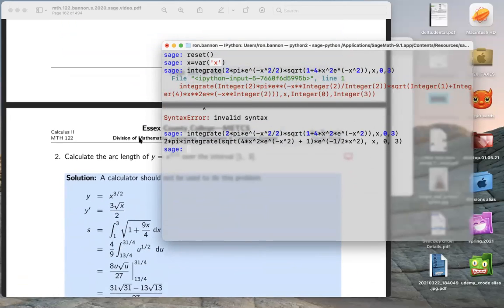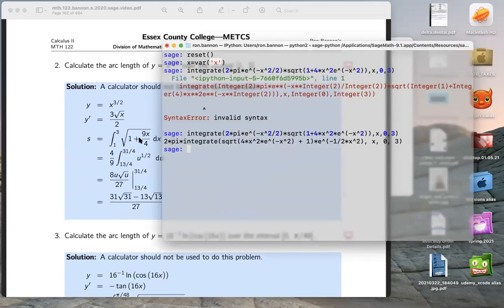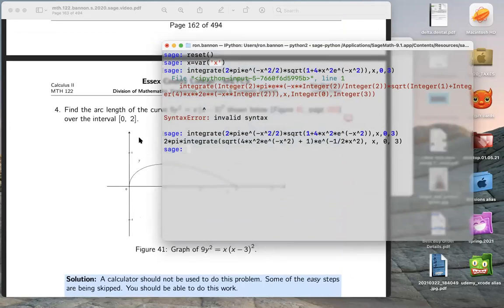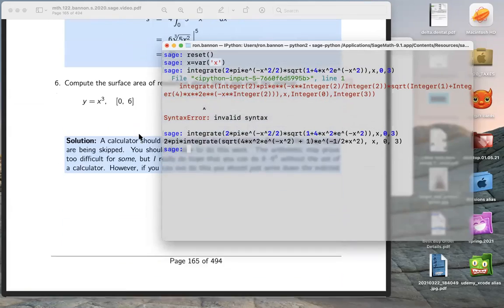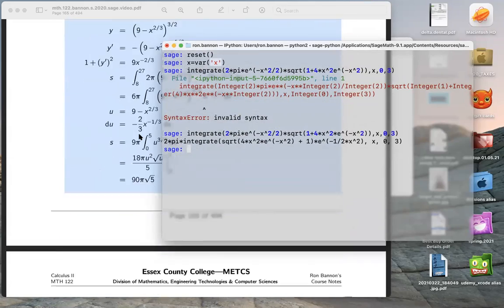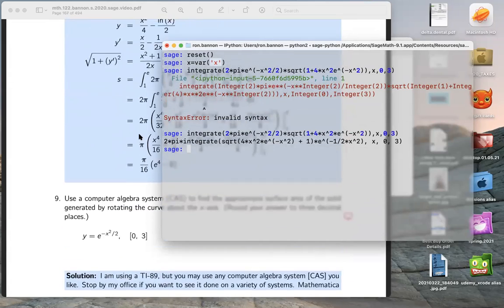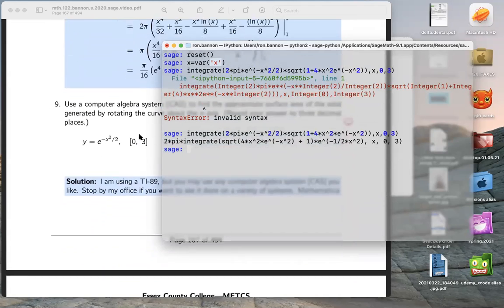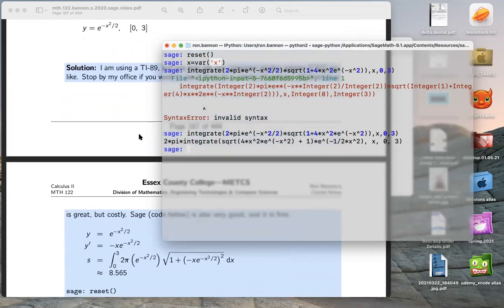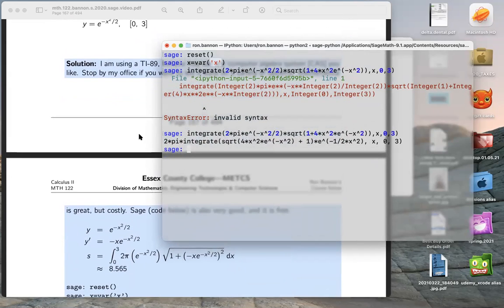So let's take a look. Let's see if I got the right integration down. What number are we on? We're on number 9, right? And don't worry, I think we did this. I squared it, 0 to 3. Let me see if I read the right integration down. I'm looking at my notes, by the way. 0 to 3, 2 pi, e to the minus x squared over 2, 1 plus.